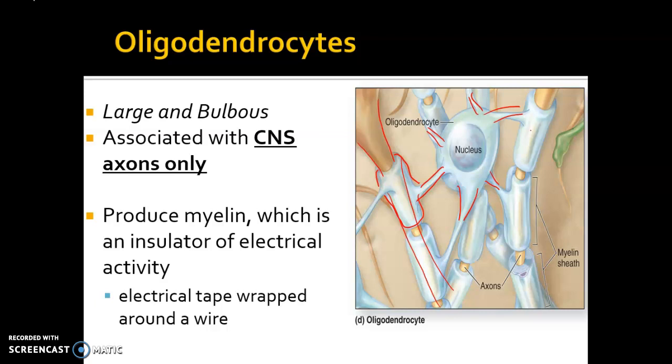So that's the function of oligodendrocyte. It produces myelin sheath on the neurons of the central nervous system in one to many fashion. And the myelin sheath works as an electrical insulator around the axon. So it's like an electrical tape wrapped around a wire. And it is because of the presence of myelin sheath that action potentials can travel way faster along the axon.